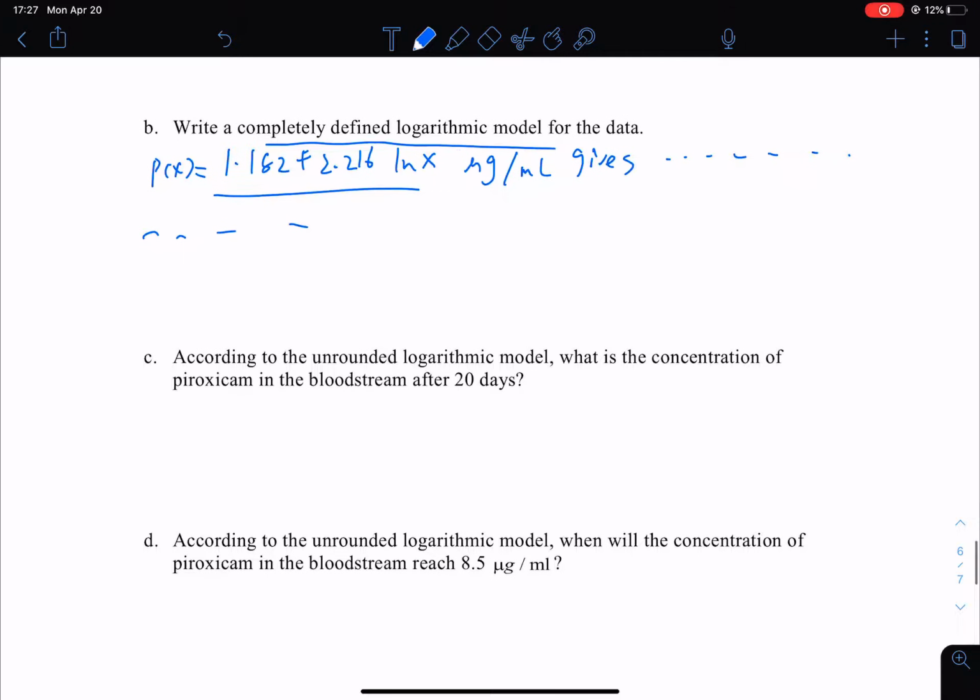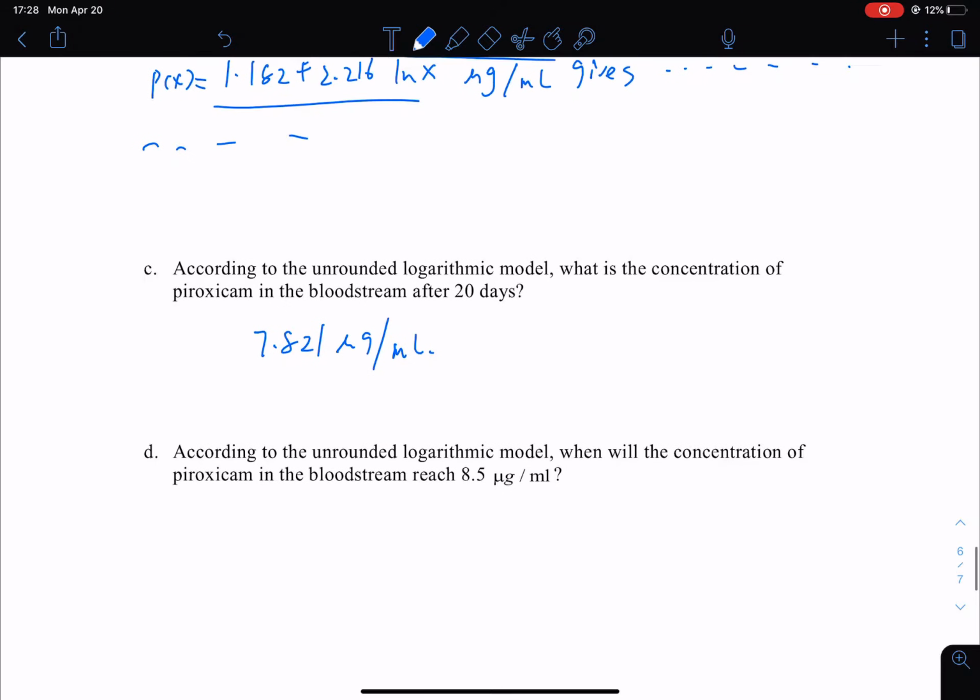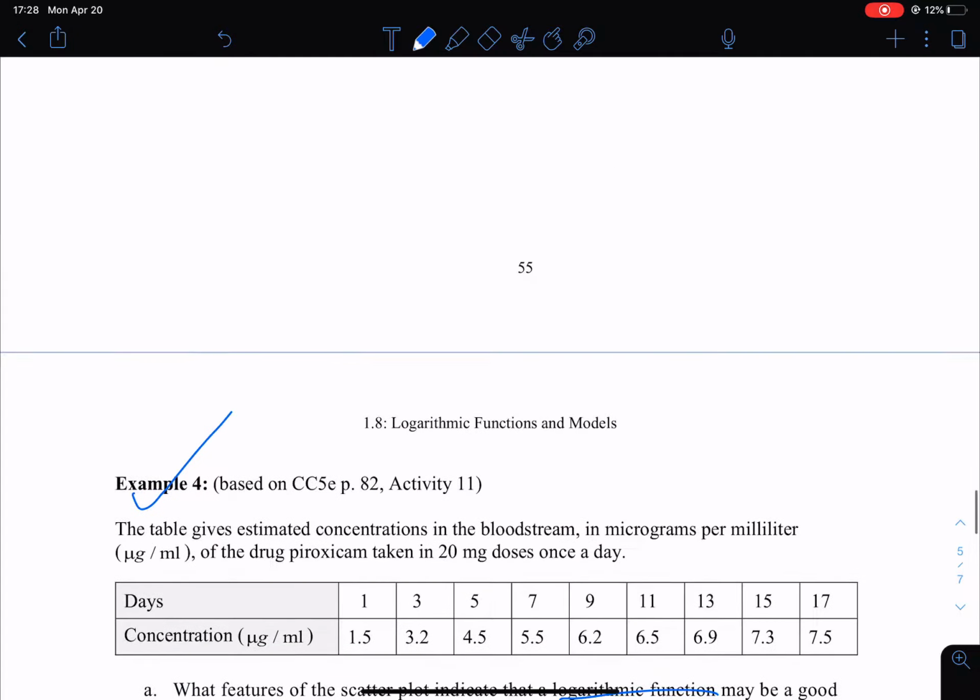And then example C, the answer is just 7.821 mu g per ml. And example D, pay attention to the unrounded model and the rounded model, so that means you cannot.